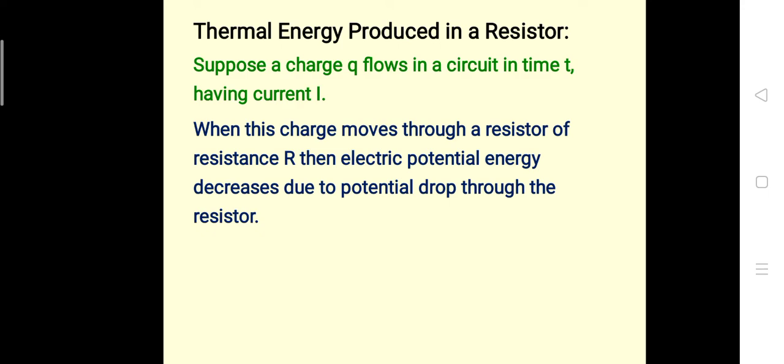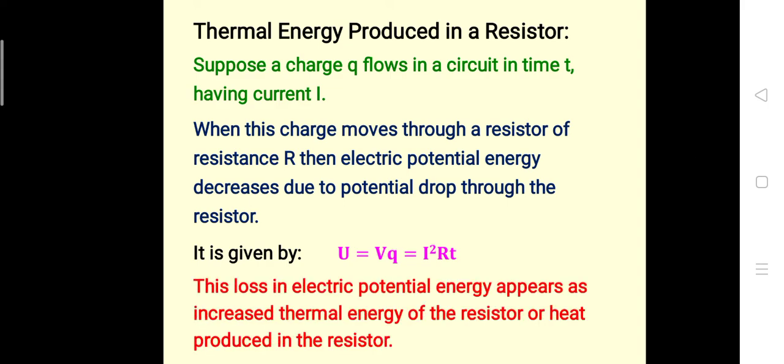That decrease in potential energy is given by U equals VQ, and we know that V is equal to IR and Q is equal to It. So VQ is equal to I squared Rt. This is that decrease in potential energy. This loss in electric potential energy appears as increased thermal energy of the resistor, or heat produced in the resistor. So heat produced in the resistor is given by H equals I squared Rt. It depends upon current, it depends upon resistance, and it depends upon time.